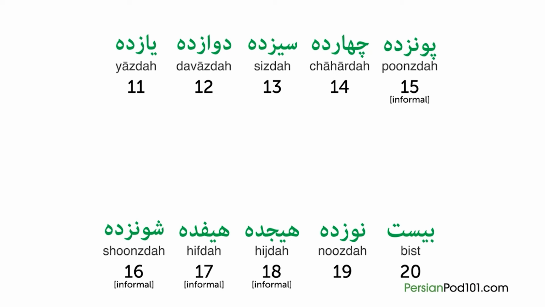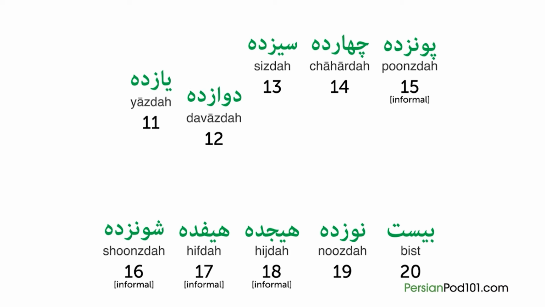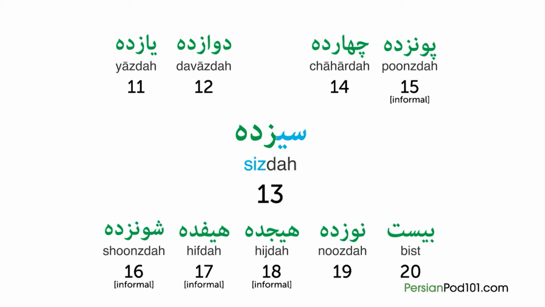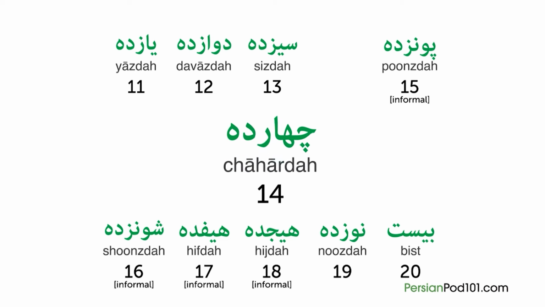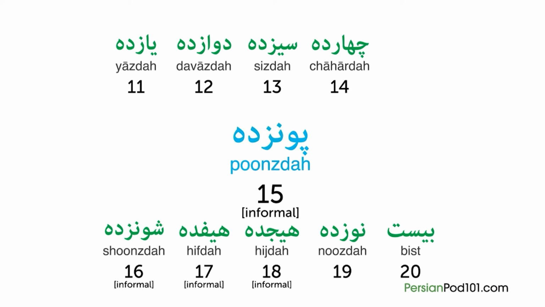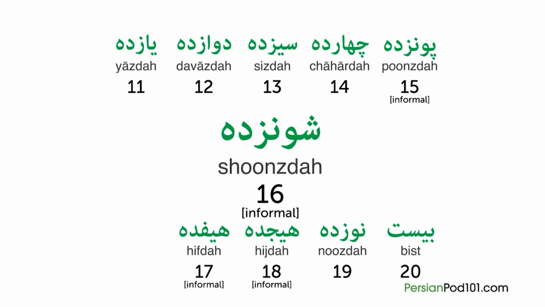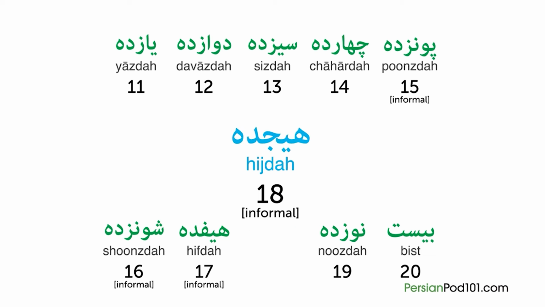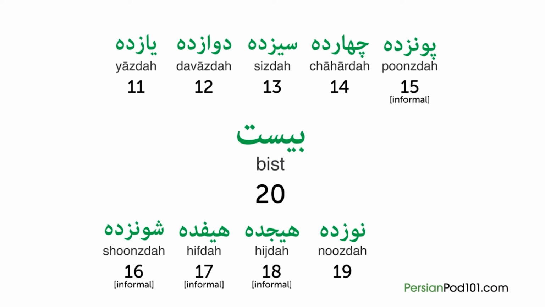Okay, now repeat after me. I'll say the numbers and give you time to repeat each one. یازده، دوازده، سیزده، چهارده، پونزده، شونزده، هفده، هجده، نوزده، بیست.